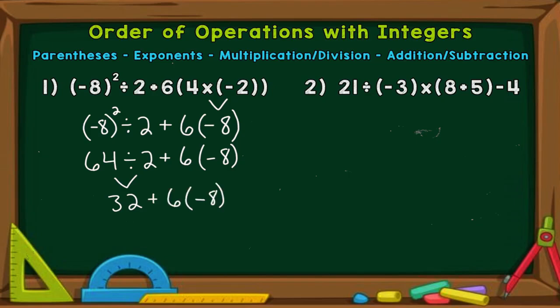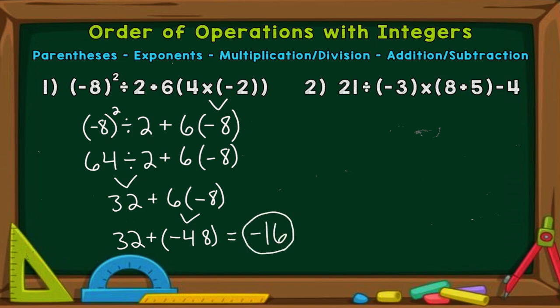So any parentheses with something inside that we need to solve? No. Any exponents? No. Multiplication or division? Yes, we have 6 times negative 8. So a positive 6 times a negative 8, that's going to give us a negative answer. So negative 48, bring down the addition sign and the 32, and we wrap things up with 32 plus negative 48. That's going to give us a negative 16 for our final answer.